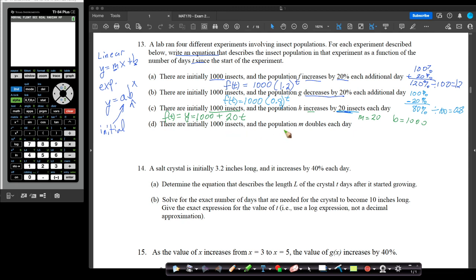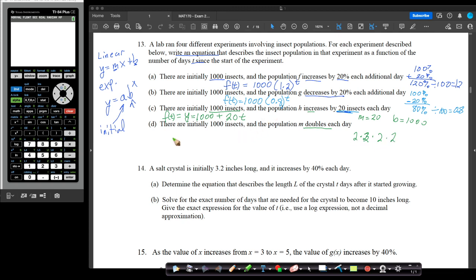This last one, we don't see a percentage, but whenever we talk about doubling or tripling, then that is actually an exponential process, because double means we're continually multiplying by 2, right? On day 1 we multiply by 2, on day 3 we would not multiply by 3, we still multiply by 2. So we're repeatedly multiplying by 2.